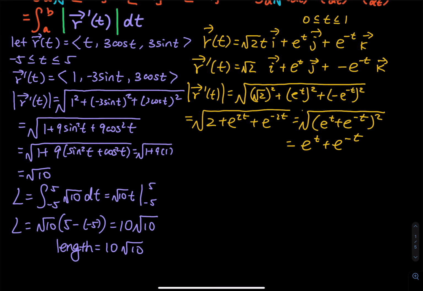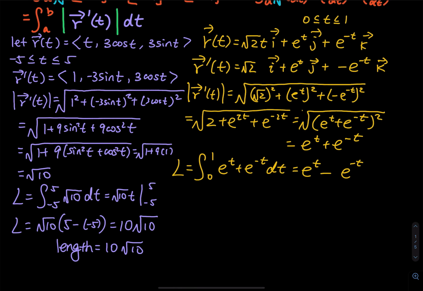And now you are looking for what? You are looking for the arc length, the length of a curve. So you have a curve. What is the length of this curve? The length of this curve is equal to L. t goes from 0 to 1, and then you are integrating the magnitude, which is e to the t plus e to the negative t, dt. So that is equal to e to the t, and then the integral of e to the negative t is negative e to the negative t. You have a minus.